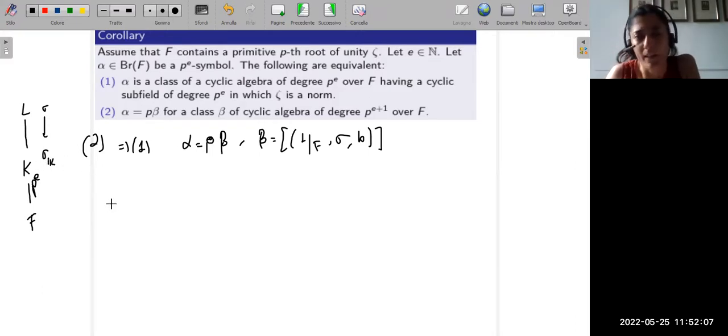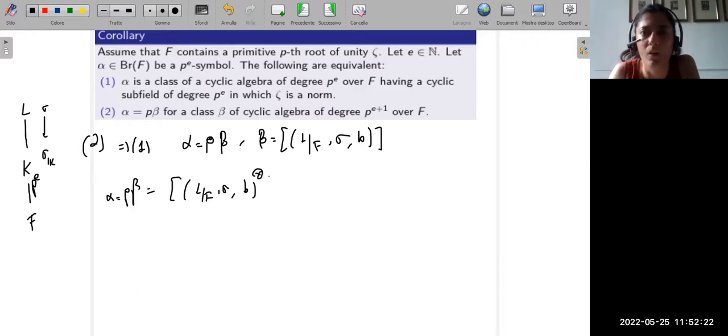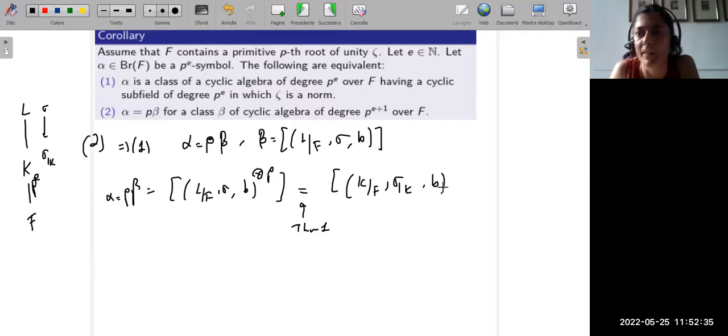The thing is that, let's first compute this class. Alpha equal to p beta. Using theorem 1, we see that this class is given by a cyclic extension given by this ingredient here. So this is a cyclic algebra of degree p to the power e.